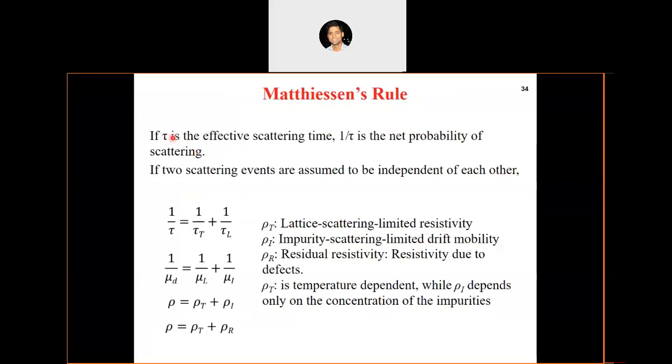Now, if tau is the effective scattering time, what is the meaning of tau? Basically, if we see the physical significance, it is the time taken per scattering event, isn't it? So if we take the reciprocal of this, which is 1 upon tau, the physical meaning of that will be the number of scattering events per unit time, which is actually the probability of scattering. So 1 upon tau is the net probability of scattering.